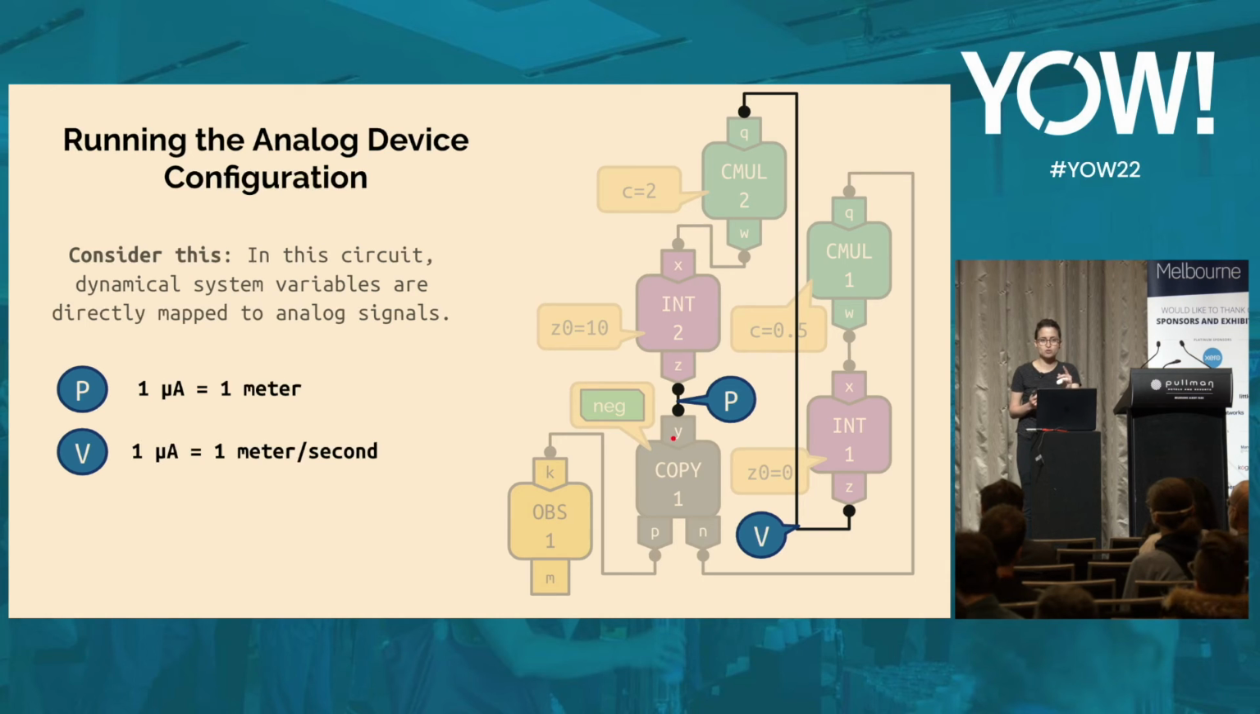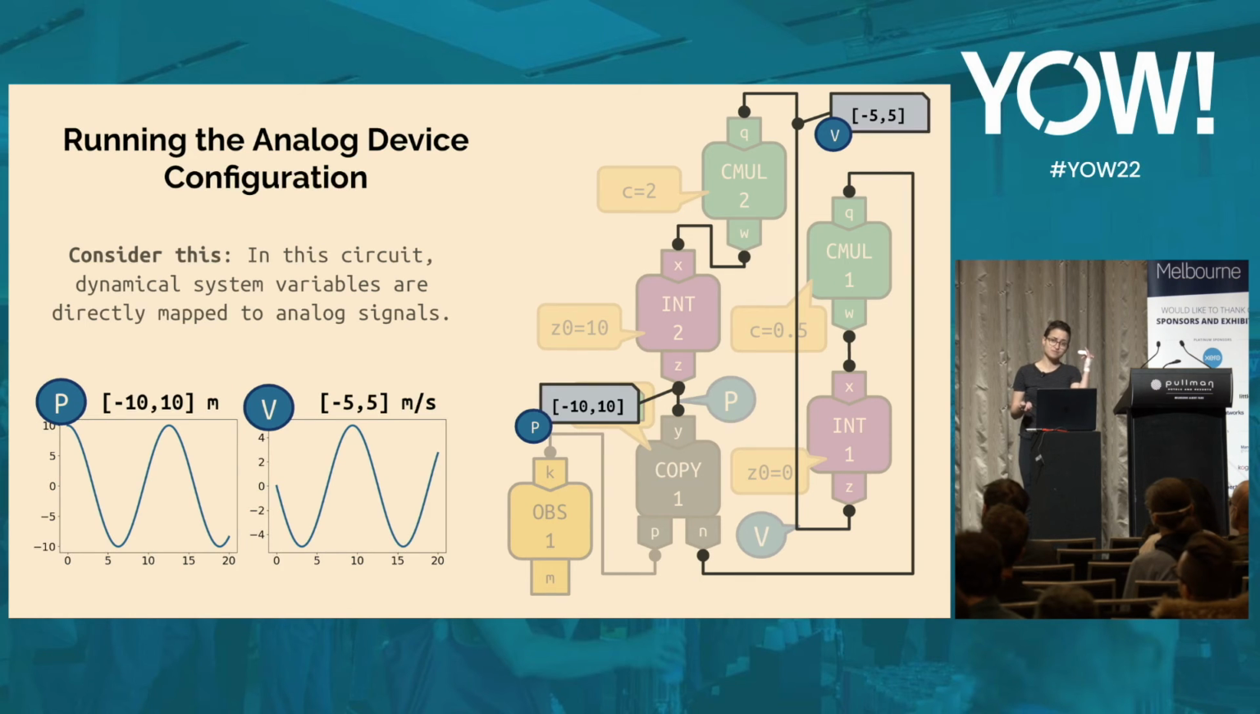of current is going to correspond to 1 meter of displacement in the hardware, or 1 meter of displacement in our oscillator. And when we label this wire V, what we've done is we've said 1 microamp of current is going to correspond to 1 meter per second of velocity. And so if you remember from earlier, when we thought about what the harmonic oscillator does when we let it go, the position oscillates between -10 and 10 meters. And the velocity will oscillate between -5 and 5 meters.